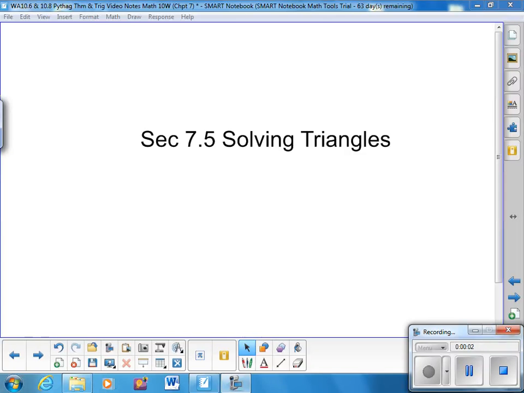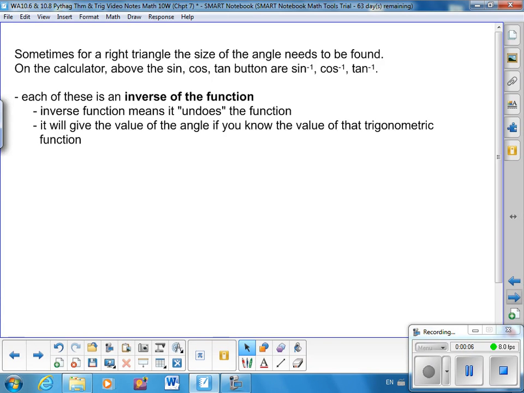Today's lesson is on solving triangles. Sometimes for a right triangle, the size of the angle needs to be found. On the calculator, above the sine, cos, and tan buttons are sine to the -1, cos to the -1, and tan to the -1. Each of these is an inverse of the function. Inverse function means it undoes the function.